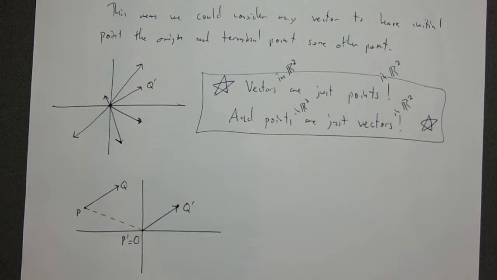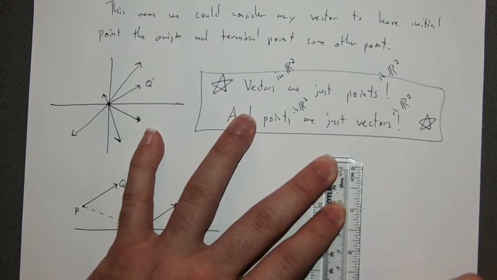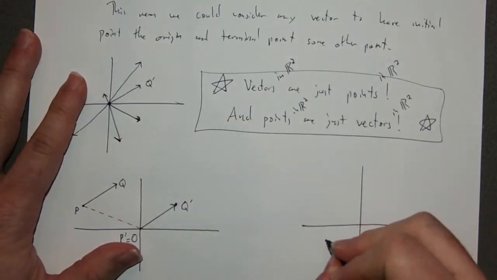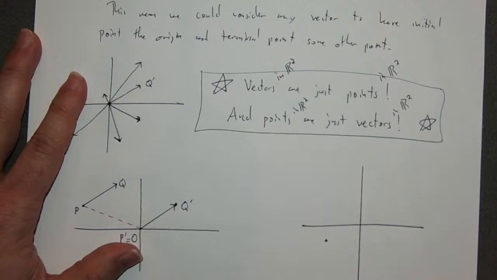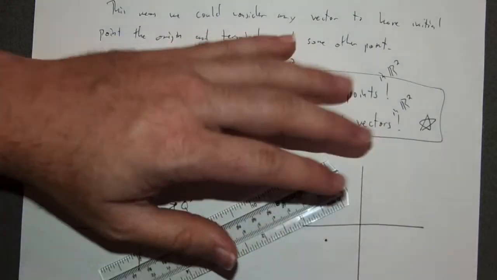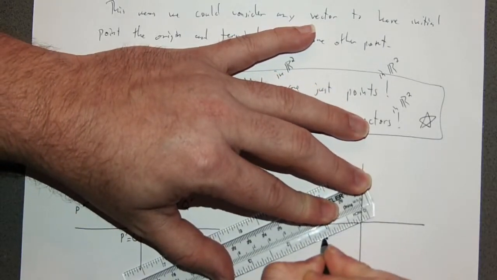Okay, similarly, I can go backwards, right? I could start with a point. So let me draw my axes again. So let's start with a point. So here's a point. Okay, so what is the vector associated to that point? Since points are just vectors, it's the obvious one. It's the one emanating from the origin going to that point as its terminal point.